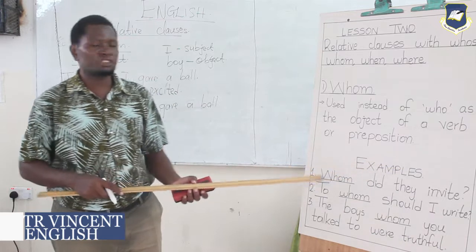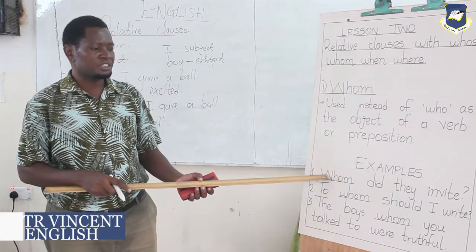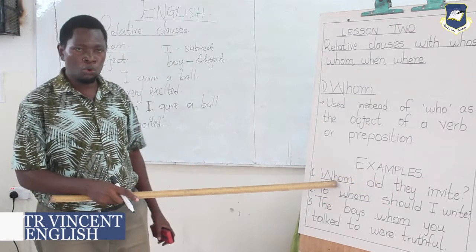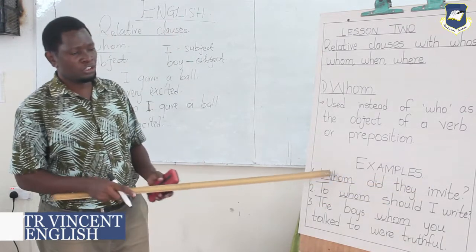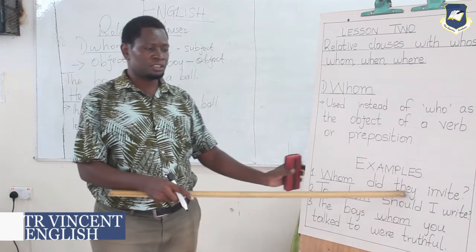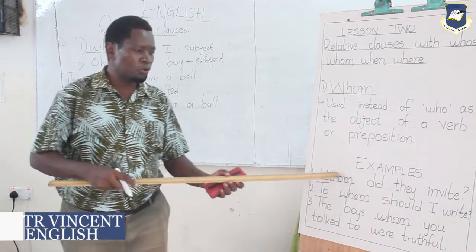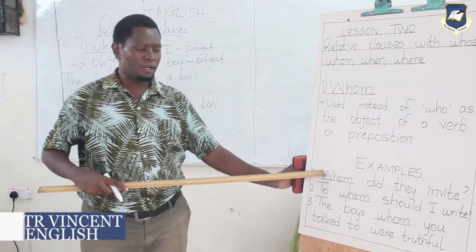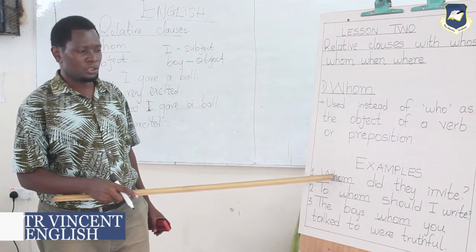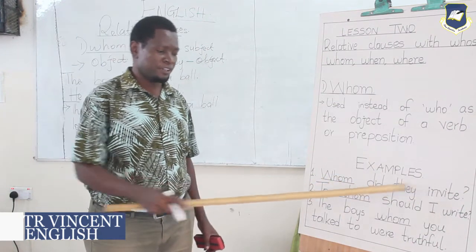The inviting was done to them. So we say, "Whom did they invite?" but not "Who did they invite?", because the person inviting, or the subject in this case, is "they". So this "whom" is supposed to be there as a pronoun representing the object in this case. So, whom did they invite?